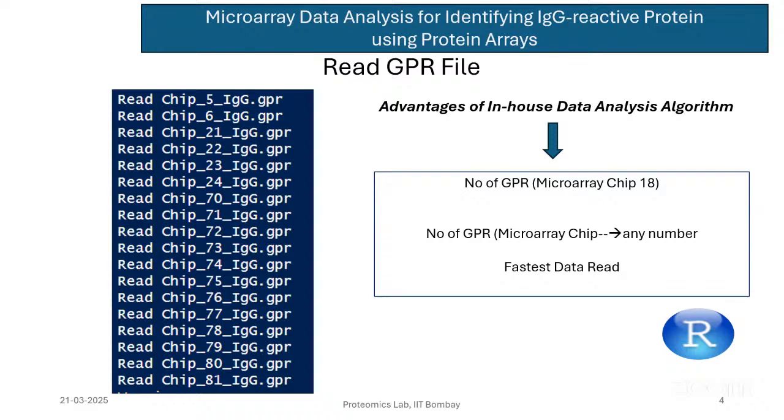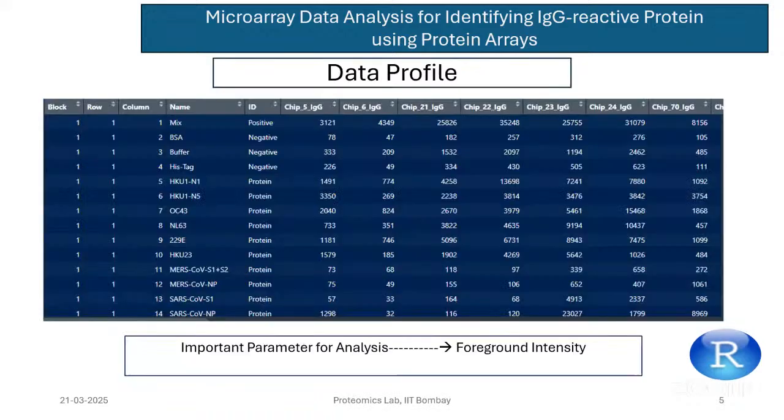You can see I am showing maybe 16 or 17 chips here. If we want to read 50 chips, we can do that because our algorithm is set that way. After that, a very important parameter is the foreground intensities. You can see chip 5, chip 6, chip 21, and the foreground intensities in this way.